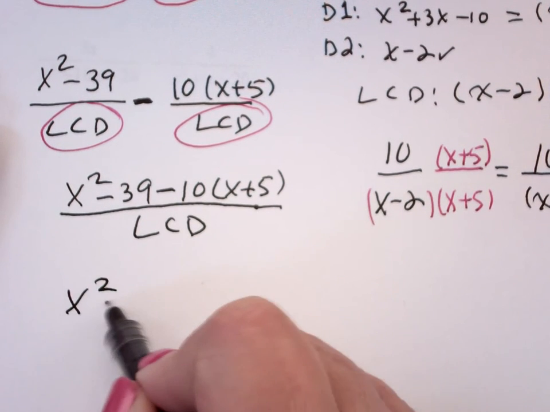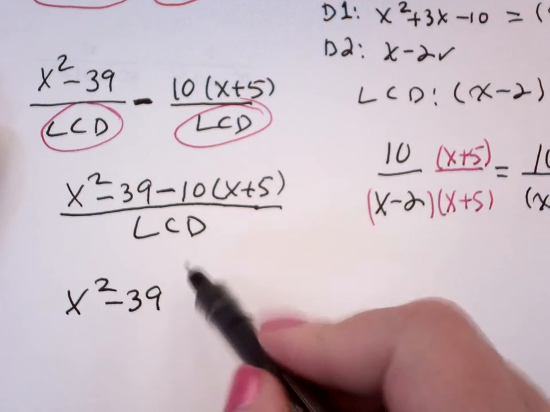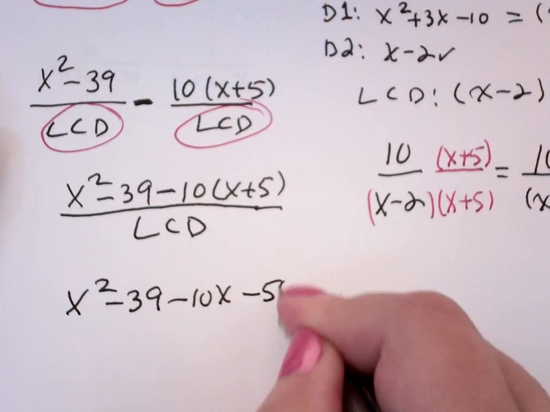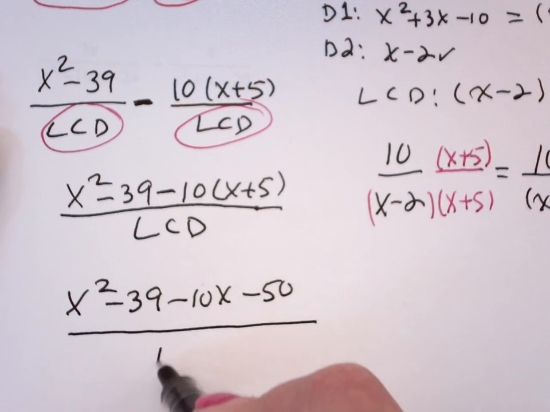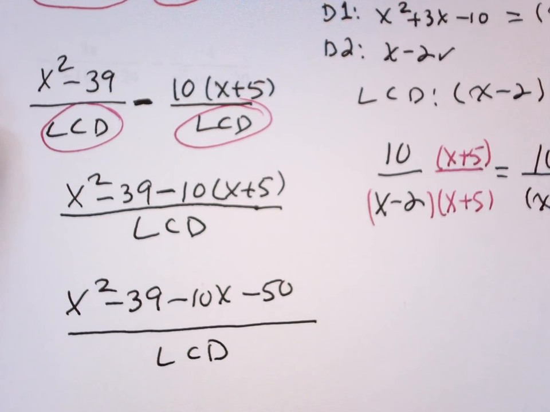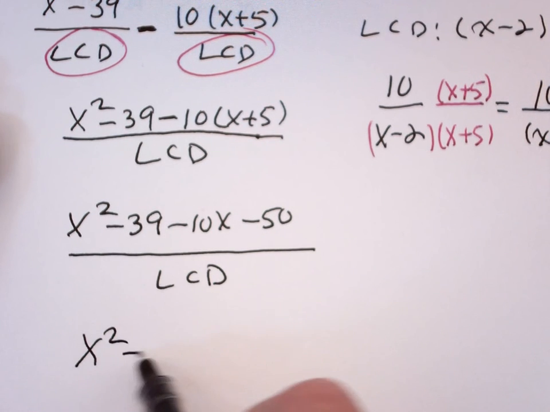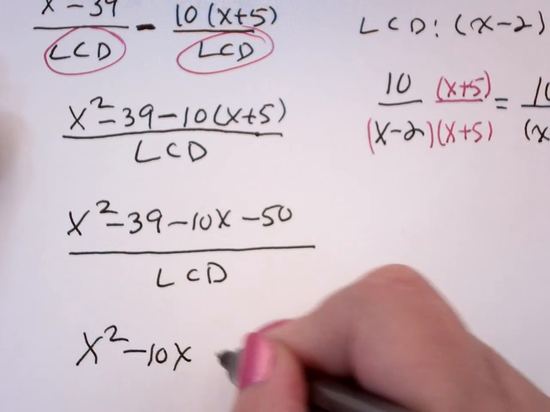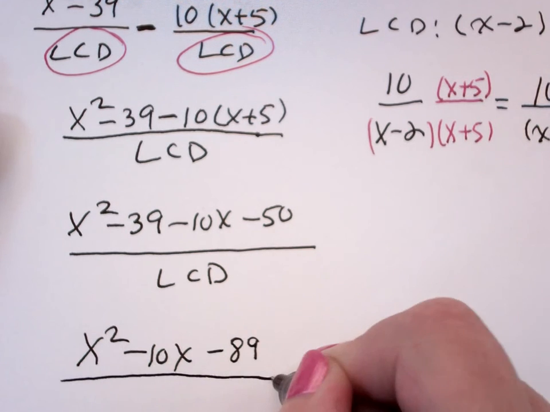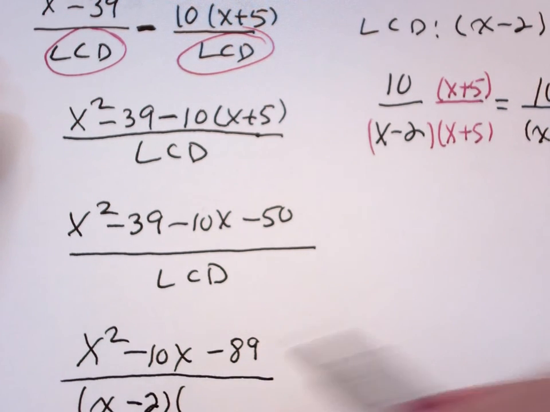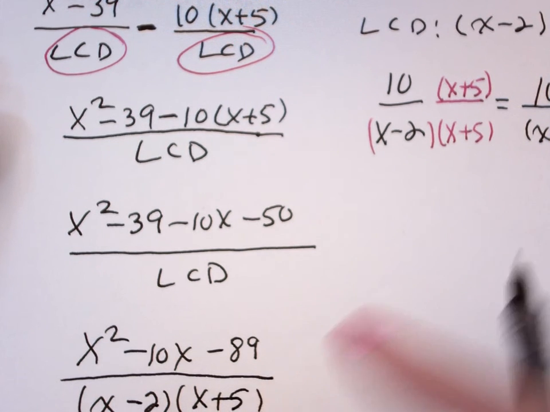So this is x squared minus 39. Minus 10 times x is minus 10x. Minus 10 times plus 5 is minus 50. All over the LCD. Which is x squared minus 10x minus 89. And the LCD is x minus 2, x plus 5. 2 does not divide 89.